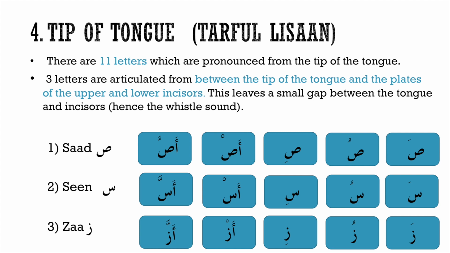There are 3 letters which are articulated from between the tip of the tongue and the plates of the upper and the lower incisors. This leaves a small gap between the tongue and the incisors. Hence, it makes a whistle sound. The letter Sod, So, Su, Si, As, Asso. The letter Sin, Sa, Su, Si, As, Assa. The letter Za, Za, Zu, Zi, Az, Azza.